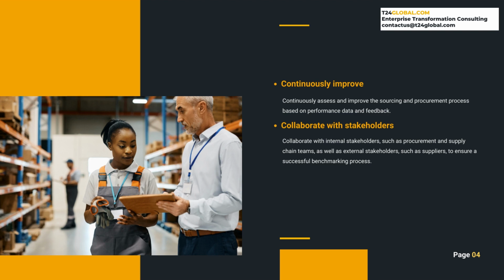9. Collaborate with stakeholders. Collaborate with internal stakeholders, such as procurement and supply chain teams, as well as external stakeholders, such as suppliers, to ensure a successful benchmarking process. Key components of this step include building relationships and fostering collaboration, as well as sharing best practices and lessons learned. Key roles involved in this step include procurement and supply chain managers, as well as relationship managers and collaboration specialists.